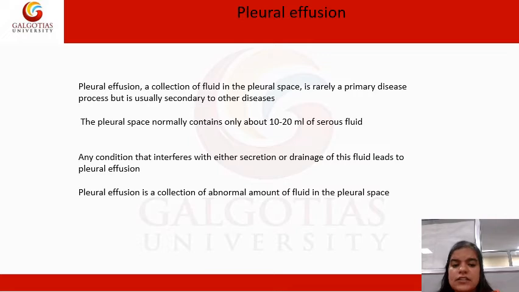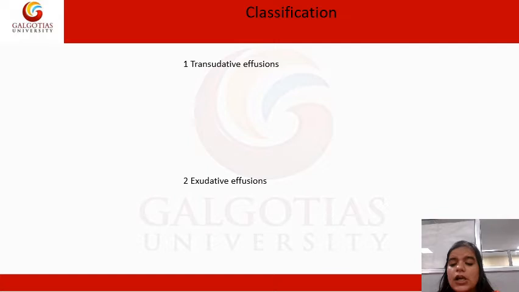Any condition that interferes with either the secretion or drainage of the fluid leads to pleural effusion. Pleural effusion is a collection of an abnormal amount of fluid in the pleural space. So let's do the classification. When we are saying a pleural effusion, there could be two types of reasons why the pleural fluid is excessive. One is transudative and another one is exudative.